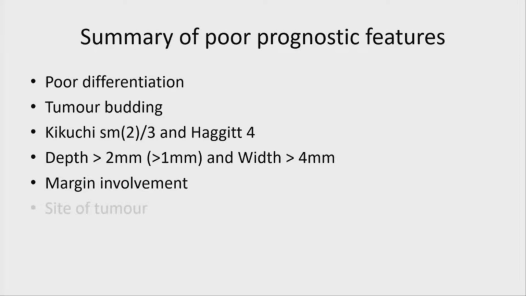So in summary, poor prognostic features for lymph node involvement are poor differentiation, tumour budding, Kikuchi stage 3 and probably 2, Haggitt stage 4 and possibly 3, depth more than 2 millimeters and width more than 4 millimeters of involvement, and as just discussed, margin involvement.